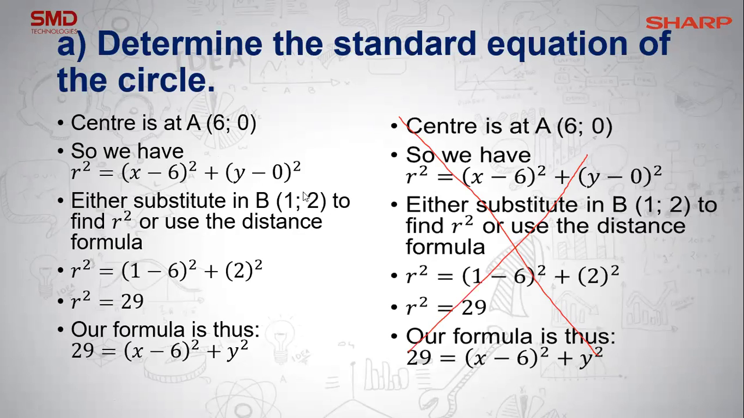So we take the second coordinate we were given, which is B, and that's on the edge of the circle, and we substitute it into our x and y. It's just a simple mathematical thing that you can type into the calculator, and it will give us an answer of 29. So we can type in our formula, which is (x minus 6) squared plus y squared equals 29.